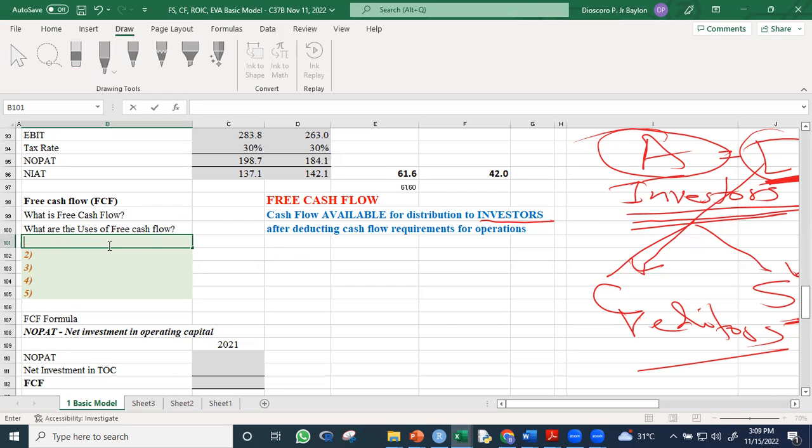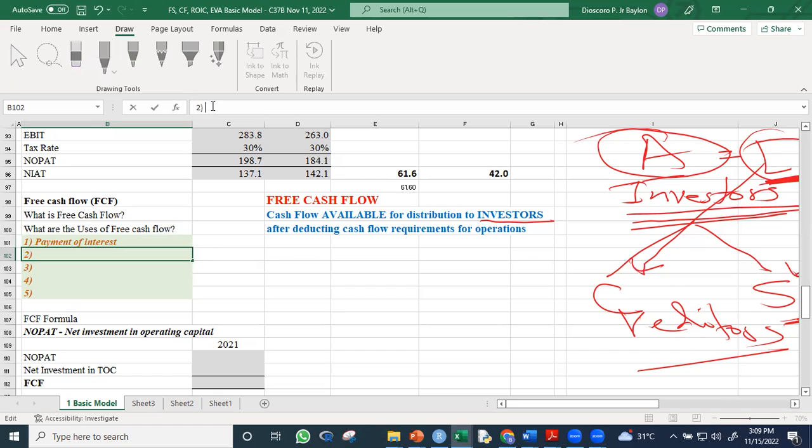Kanino ba yung interest payments? Para sa mga creditors, di ba? Payment of interest. Okay. In interest, guys, it's paid to your creditors. And then the amount can come from your free cash flow.